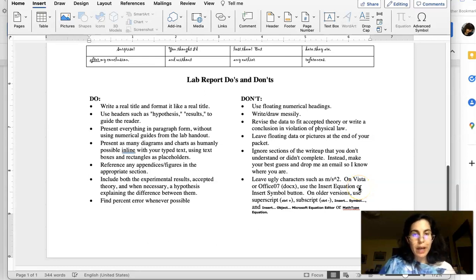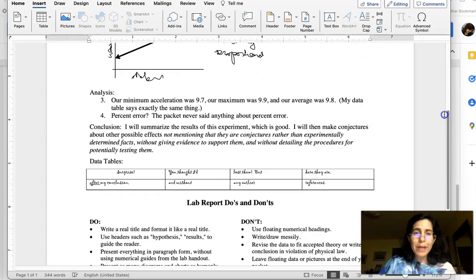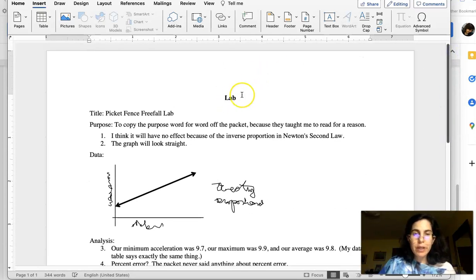Here's a quick guide for how to write a formal lab report for physics. First of all, the title. It's worth 2 points. Write a relevant title, format it like a title. Do not name your lab "lab." It's worse than naming your dog "dog."